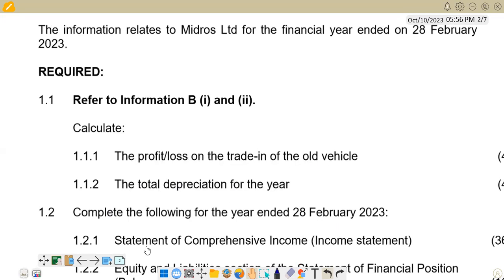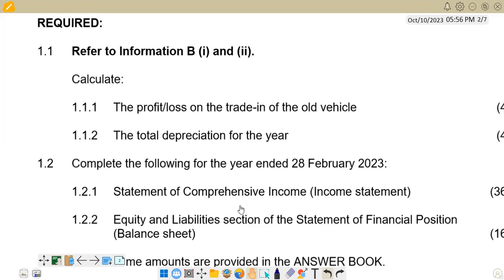The first part needs the statement of comprehensive income, or the income statement. You go down, you have 1.2.2. It requires the equity and liability section of the statement of financial position, or the balance sheet. So these are the requirements on this question.